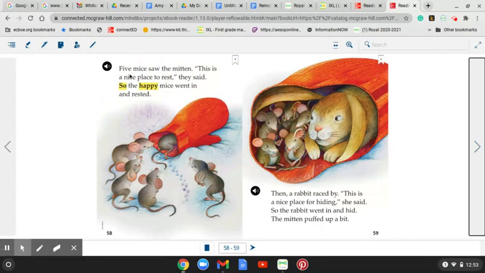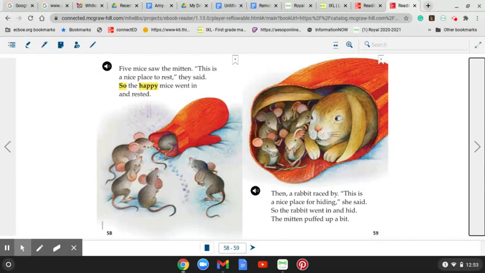Follow along with me. Put your fingers under the words as we read together. 5 mice saw the mitten. "This is a nice place to rest," they said. So the happy mice went in and rested.